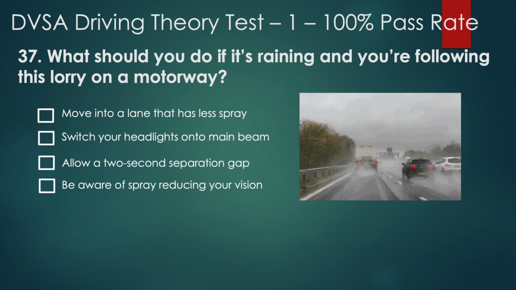37. What should you do if it's raining and you are following this lorry on a motorway? A. Move into a lane that has less spray. B. Switch your headlights onto the main beam. C. Allow a 2-second separation gap. D. Be aware of spray reducing your vision. And the answer is D. Be aware of spray reducing your vision.